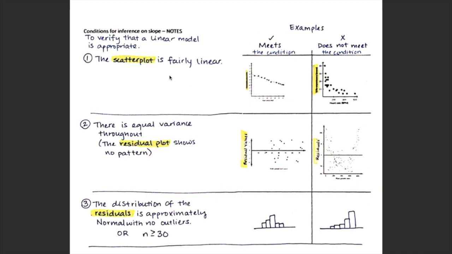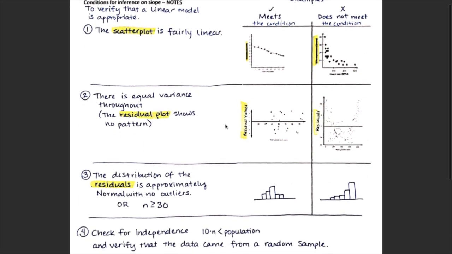So the first step is to make a scatter plot of the data if you don't already have one given to you. And just check to make sure that the pattern is pretty much aligned, right? It's fairly linear. So here's an example that meets that condition, and here's one that does not, right? Because it's pretty curved.